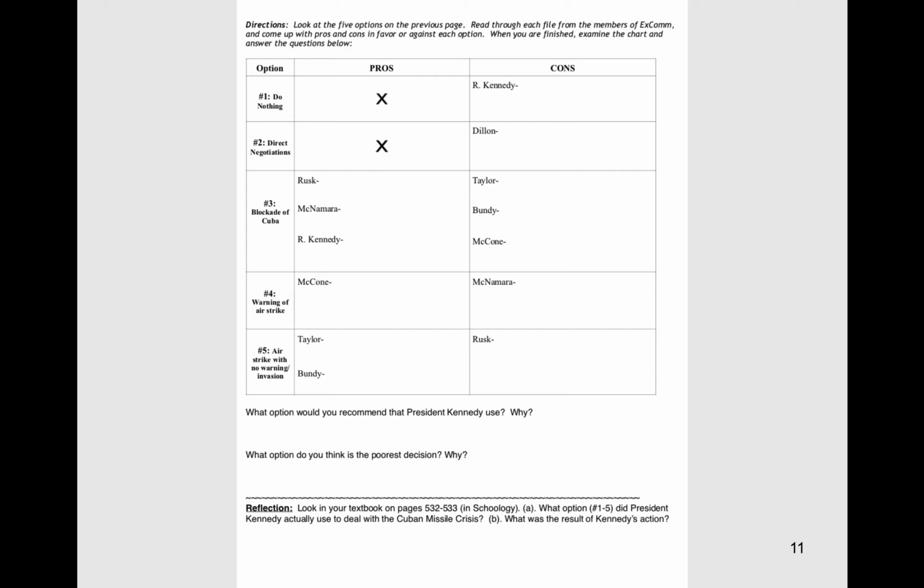Okay, that's part 2. Then you will go into part 3, which is looking at the textbook, a reading from the textbook that explains what actually happened. Okay, so you're going to answer what option did President Kennedy actually use in the Cuban Missile Crisis, and what was the result? How did the Soviet Union and how did Cuba respond to the choice that President Kennedy made? Okay, that is very short, make sure you're following just those pages, 532 to 533. And just read the short. There's only a couple of paragraphs that will give you a summary of what happened in the end.